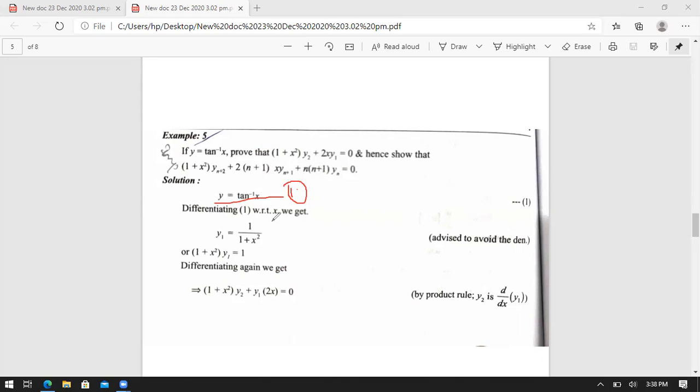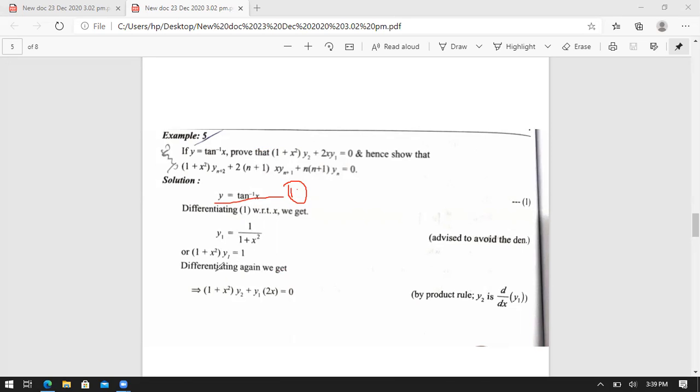After that, differentiate equation 1 with respect to x. The differentiation of y is y1, which equals the derivative of tan inverse of x, that is 1 divided by 1 plus x square. Next, differentiate again. First, you take this one, that is 1 plus x square. Taking this side, 1 plus x square into y1 is equal to 1.